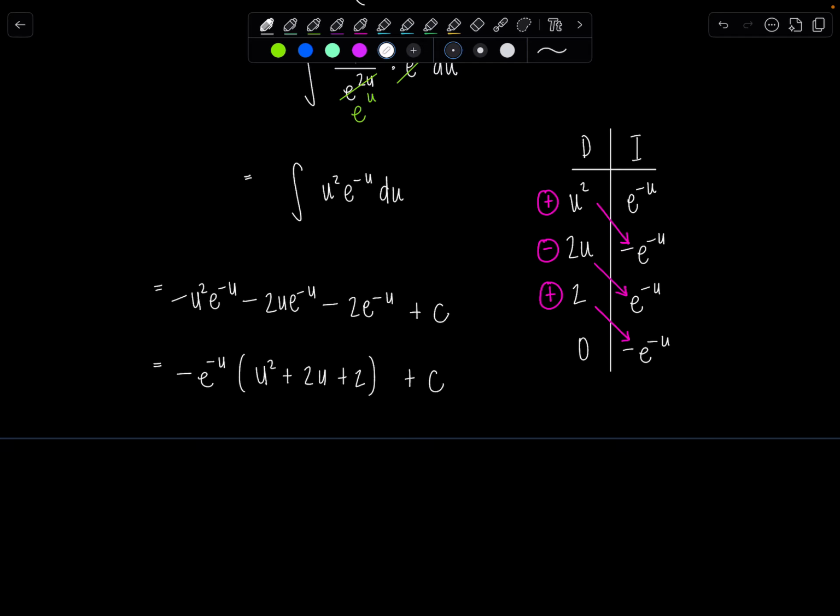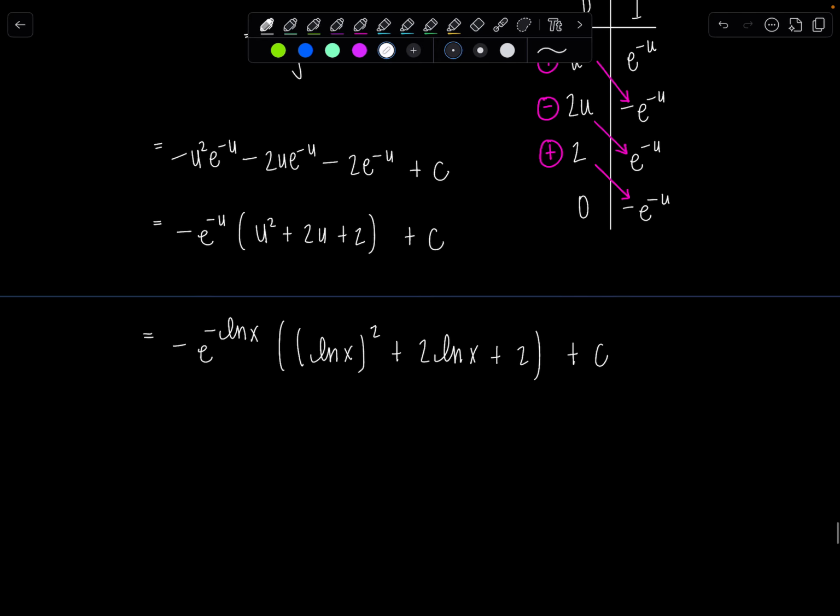And then remember, u was natural log of x. So let's go back there. Negative e to the negative natural log of x. And then u squared would be natural log of x squared plus 2 natural log of x plus 2 plus c. Beautiful. Now this will simplify so long as you remember your properties of logarithms.